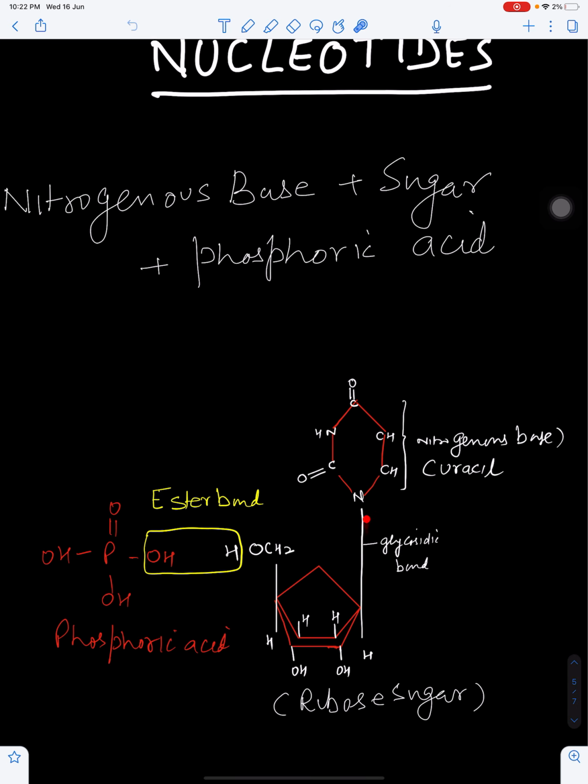This bond is glycosidic bond. And this is phosphoric acid, which is combining at this 5 carbon of the sugar, and this is OH group and H. Now they again will lose a molecule of water and a bond will be created between them. This is called as ester bond. And this sugar plus nitrogenous base, any of the nitrogenous base, whether it is purine or pyrimidine, and this is phosphoric acid. So this forms nucleotide.